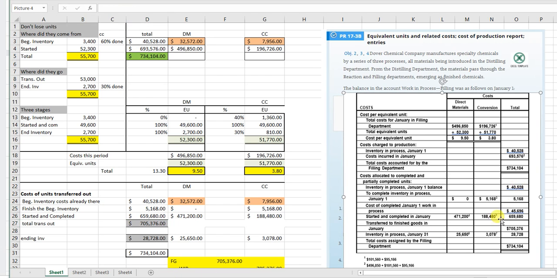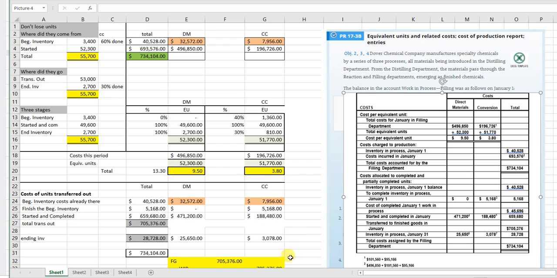They do the 40,528 just in one number. Again, this is the only number I care about, guys, right here. There's my 0 and 5168, 0 and 5168, my 471,200, my 188,400 for a total of 659, and the total, that's important right there, the 705,366. So I kind of wish they would have made a big double underline underneath that, because that's the important one.